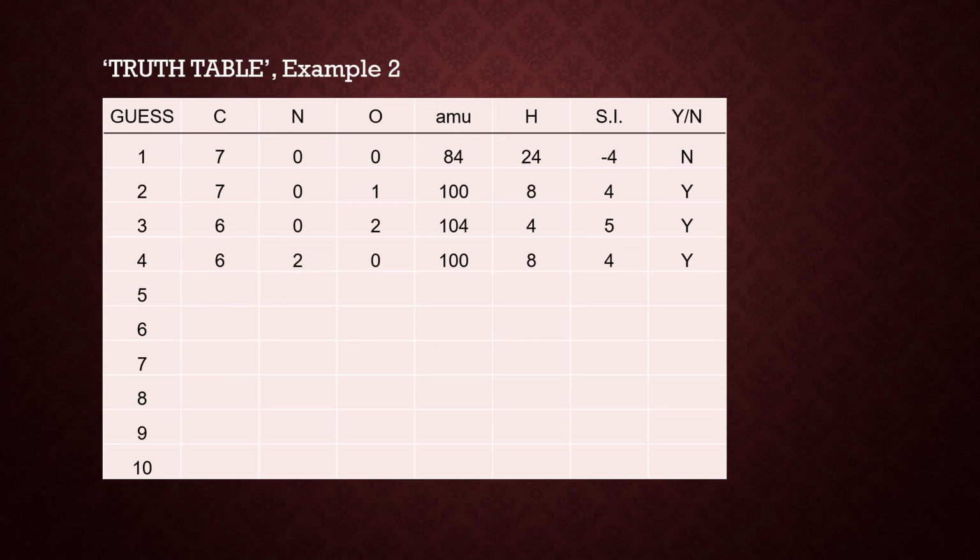If I work my way down, I try 6 carbons with 2 oxygens, 104, 4 hydrogens, saturation index of 5. Again, that's plausible. And then since it's an even-valued molecular ion, or at least that's my prediction, I have to add nitrogens in pairs, so I add 2 nitrogens to this. 100 requires 8 hydrogens, saturation index of 4, and that's plausible. So I have 3 good guesses and 3 empirical formulas that could possibly satisfy what I'm seeing in the mass spectrum.